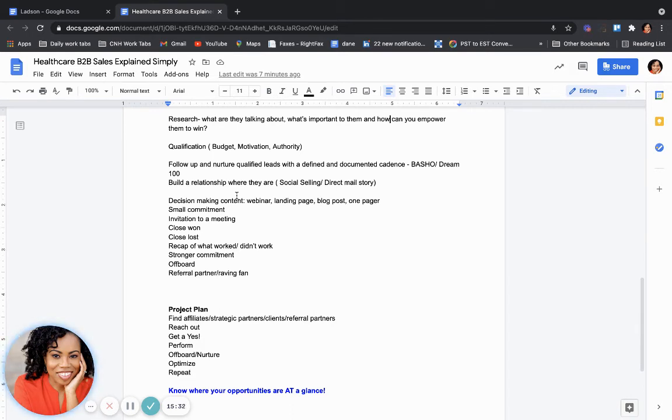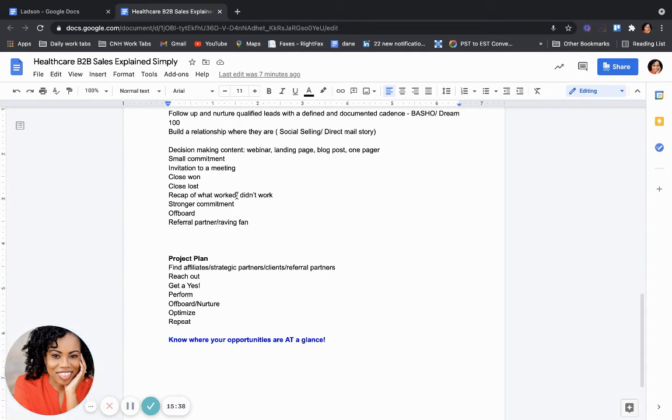Invitation to a meeting and then close one. It's just really good to track. Of course, you can measure the number of meetings that have ended up in a win or a loss. That just gives you data points to make decisions moving forward.